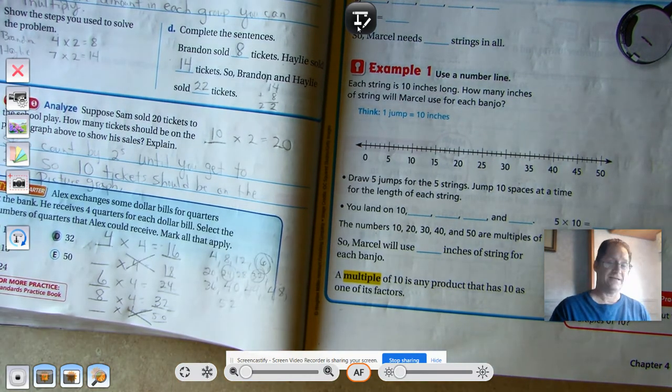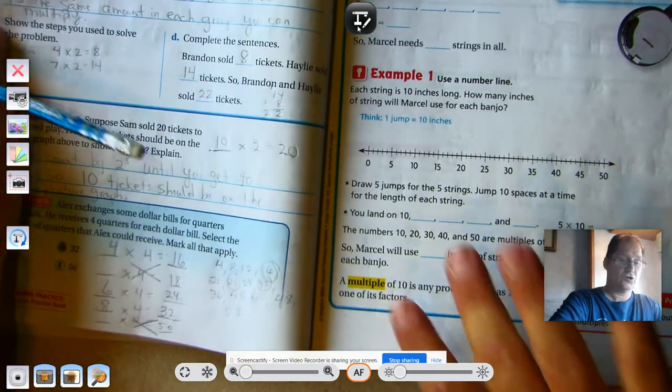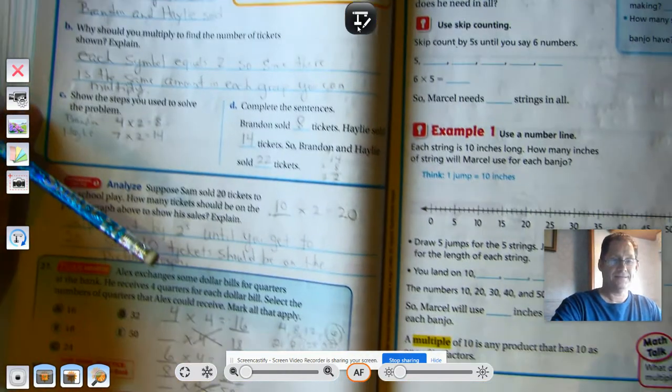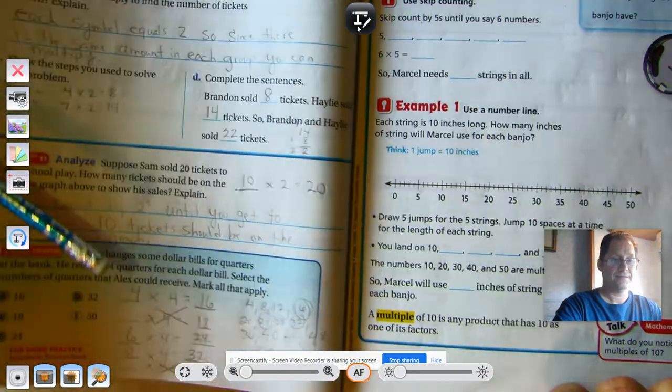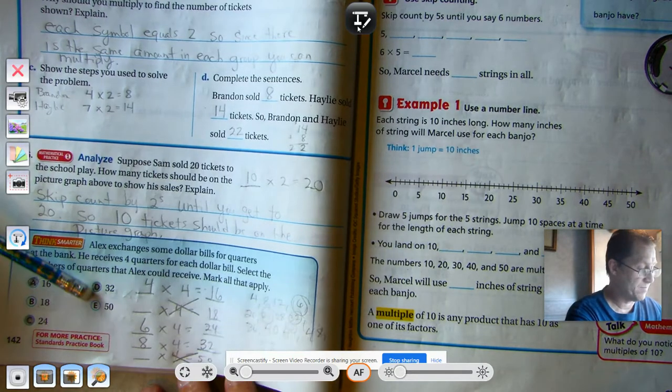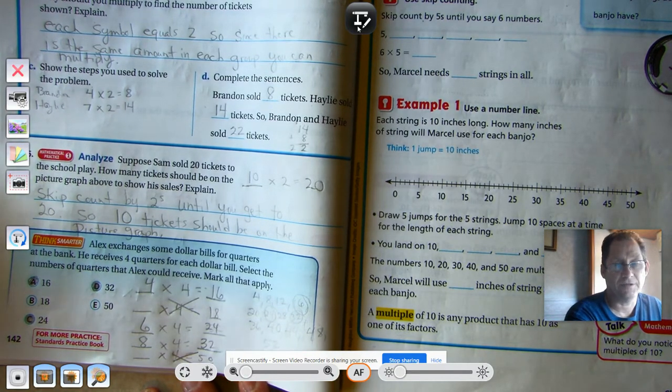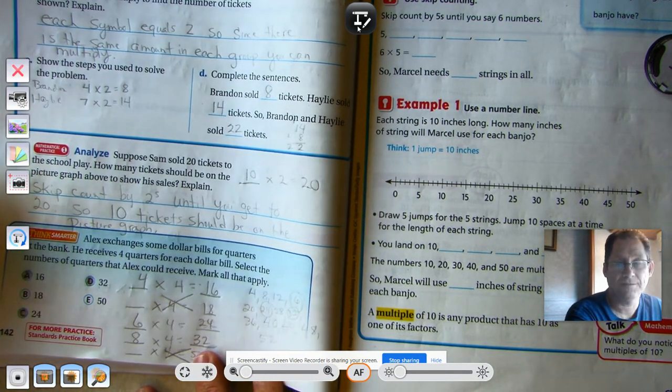So, basically what you're saying is, could you have gotten one of these products by multiplying by 4? And so the easiest way to do that is skip count by 4s.